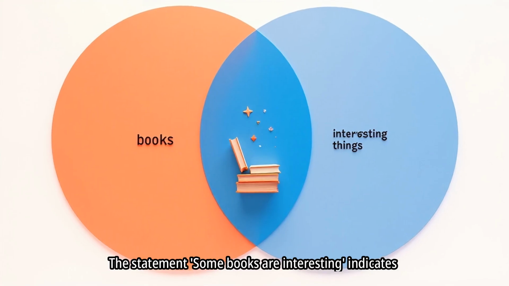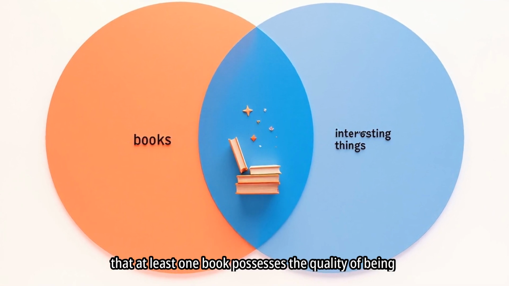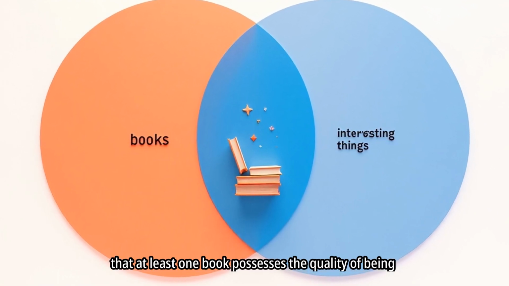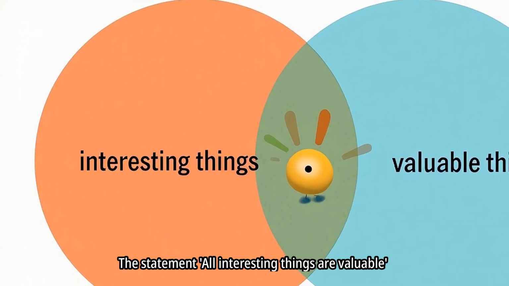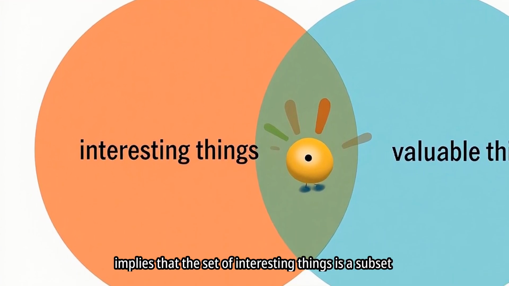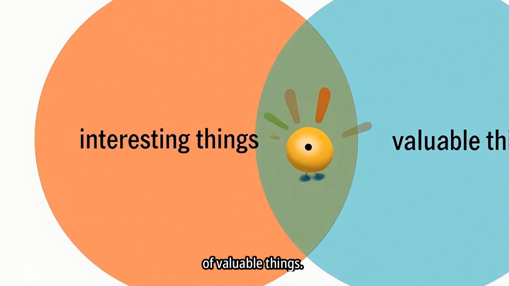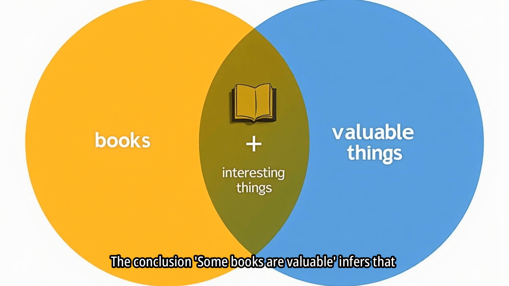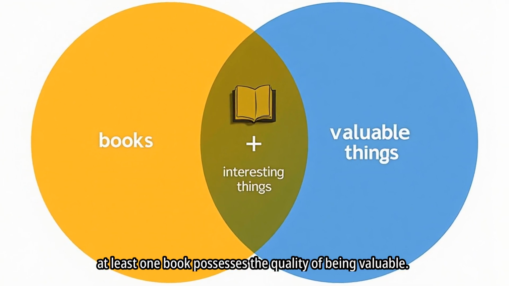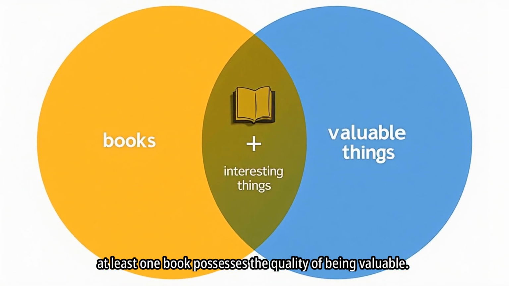The statement, "Some books are interesting," indicates that at least one book possesses the quality of being interesting. The statement, "All interesting things are valuable," implies that the set of interesting things is a subset of valuable things. The conclusion, "Some books are valuable," infers that at least one book possesses the quality of being valuable.